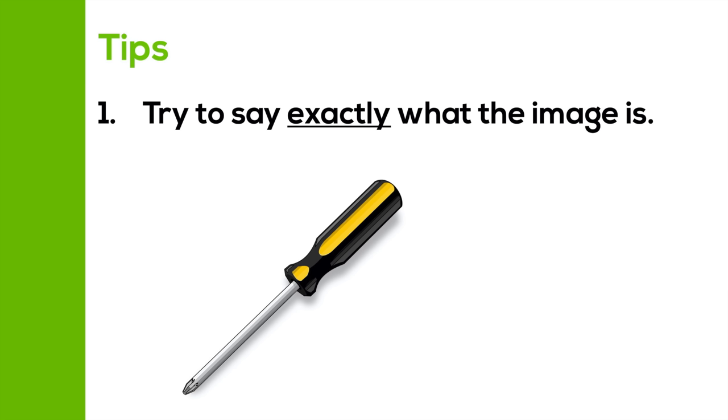What exactly is the object in this image? Well, to get the best score here, you would need to say screwdriver. That is exactly what this item is. It's a screwdriver. So remember, your job is to name exactly what the object in the image is.